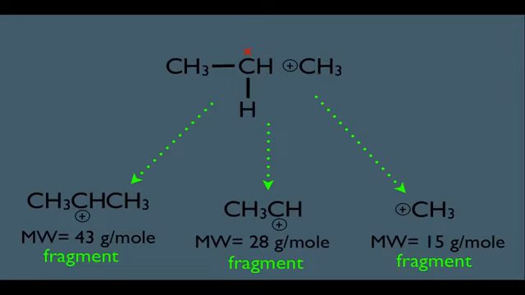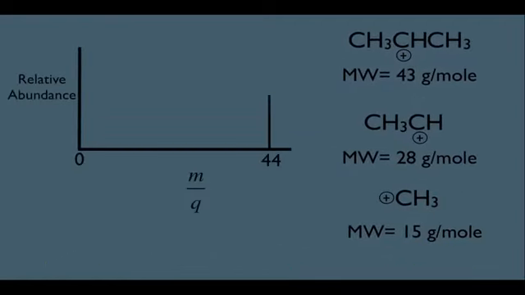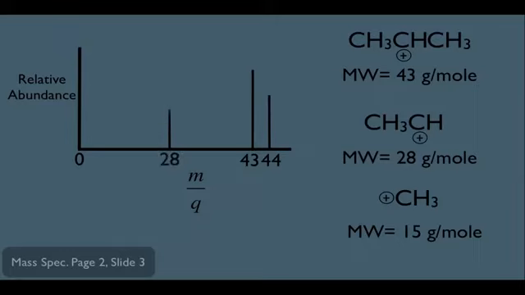What does this all mean to us? Well, let's go back to the spectrum here that the mass spec would spit out. Remember, we know that we would see the molecular ion peak at 44, but what we're learning here is that it's possible that we would see peaks for these fragments. For instance, the top one there weighing 43 grams per mole, you would actually see a peak at 43. And what about the second one there, the one that weighs 28 grams per mole? We should expect to see a peak at 28. And lastly, that methyl carbocation weighing 15, we should see a peak at 15 as well.